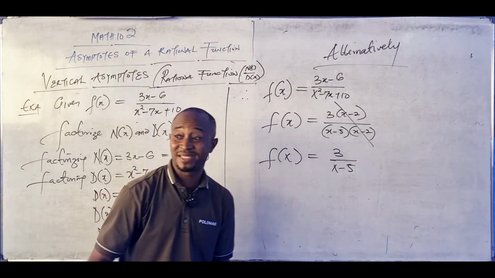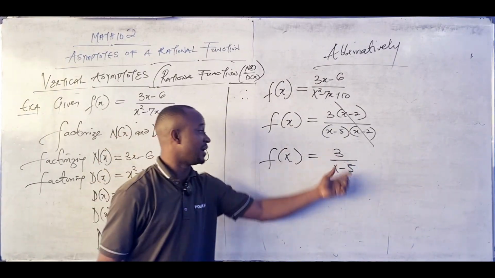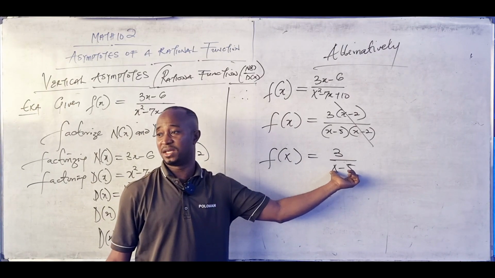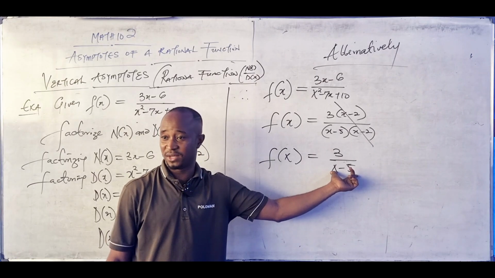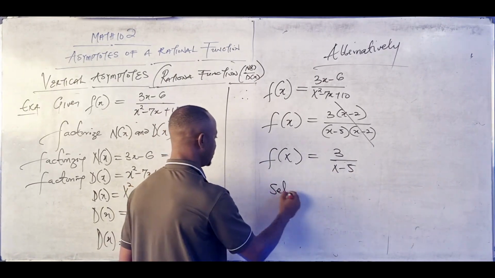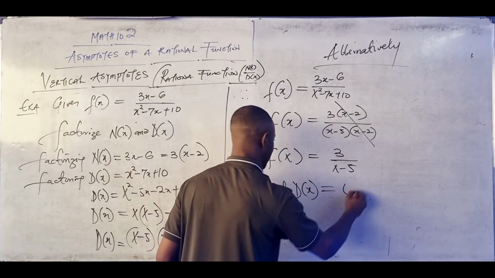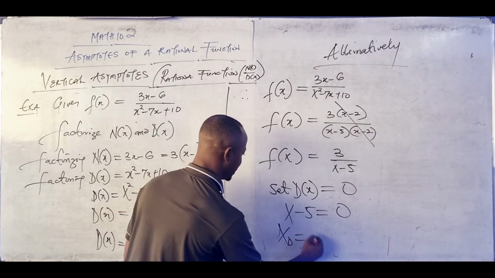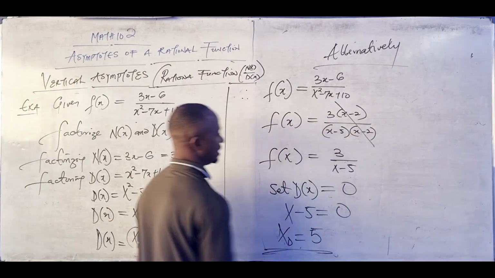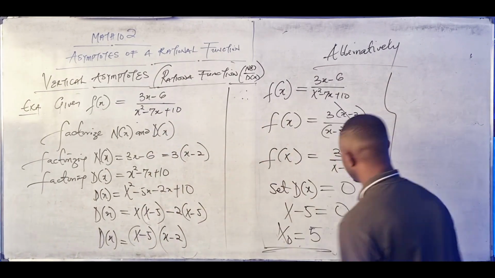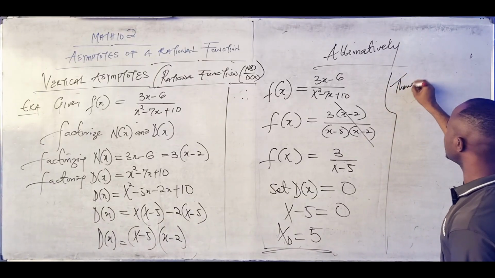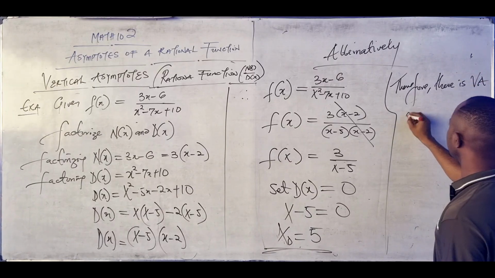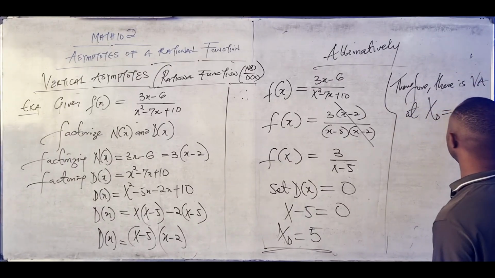This is now looking like the first example I gave, where we have a number and a polynomial. So what do we do here to find our VA? We have to set our denominator equal to 0. That means x minus 5 equals to 0. It means my x is equal to 5. Final answer. It means there's a vertical asymptote at x equals to 5. Therefore, there is a vertical asymptote at x equals to 5. Put this down.